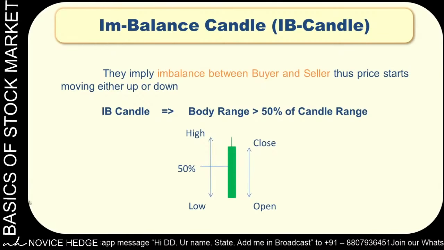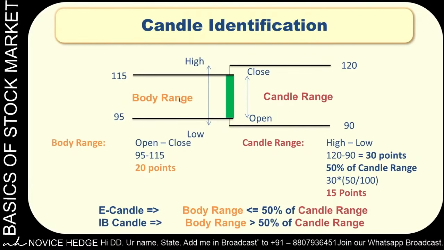Now let me explain how to identify the IB candle. In this example, the body range is the difference between 95 and 115, which is 20 points, whereas the candle range is 30 points and 50% of it is 15 points. So it clearly indicates that 20 is greater than 15, which means the body range is greater than 50% of the candle range. Now we can say this candle is an IB candle.